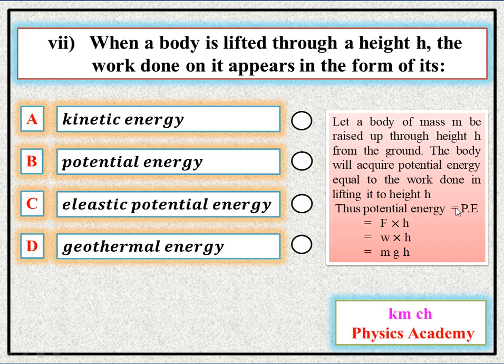Thus potential energy, PE is equal to F into h, and F is equal to weight of the body, W into h, and W is equal to mg, so PE is equal to mgh. When we raise a body at a height h from the level of the surface, then the work done on it appears as its potential energy, that is mgh. So our option B is correct. We will fill the circle in front of B with black ink.